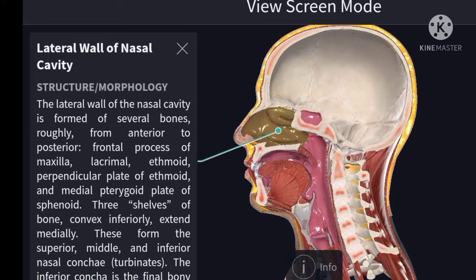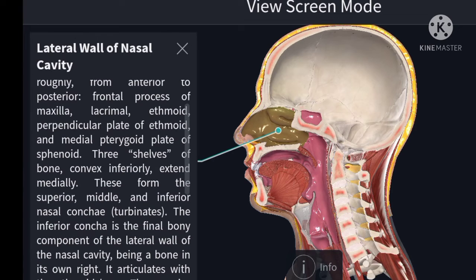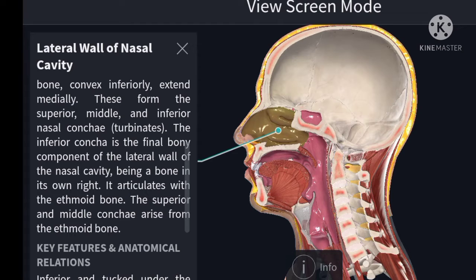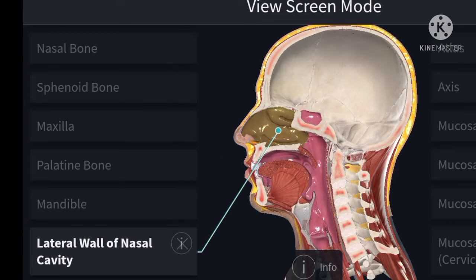The three slabs of bone, convex inferiorly, extend medially as you can see here, and these form the superior, middle and inferior nasal concha. The inferior concha is a final bony compartment of the lateral wall of the nasal cavity. Being a bone in its own right, it articulates with ethmoid bone, and the superior and middle concha arise from the ethmoid bone as you can see here.